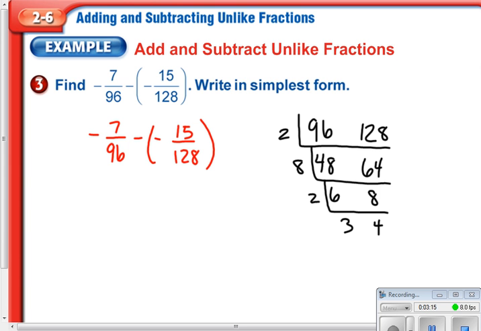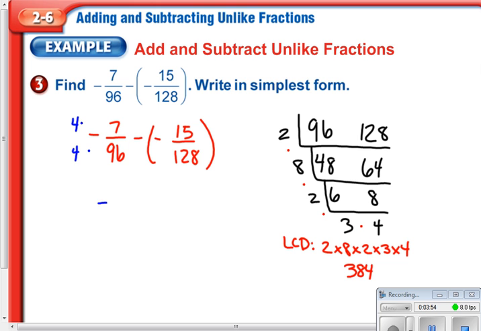Now, in order to figure out your least common denominator here, you're simply going to multiply all of them together. So you'd have 2 times 8 times 2 times 3 times 4, and you would wind up with 384. 384 as a denominator, much better than 12,288. So now what you need to do is determine how you are going to go from 96 to 384. In order to do this, you would multiply the denominator by 4. What you do to the denominator, you do to the numerator.